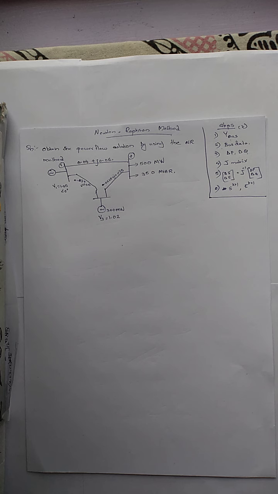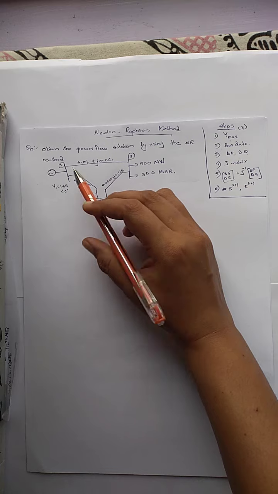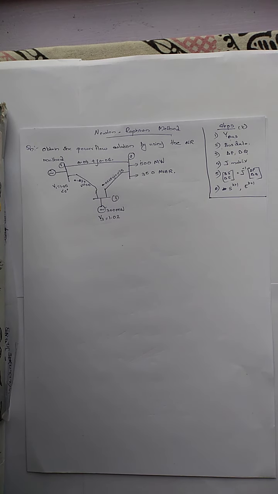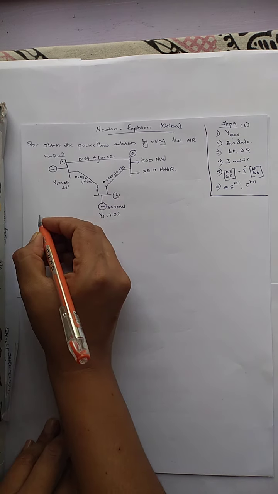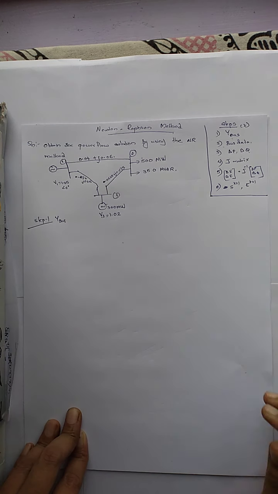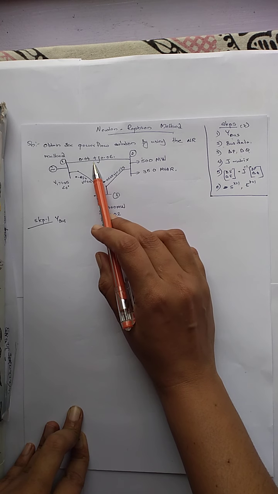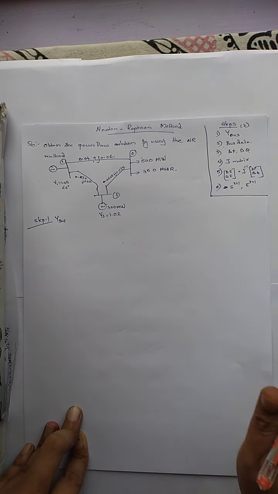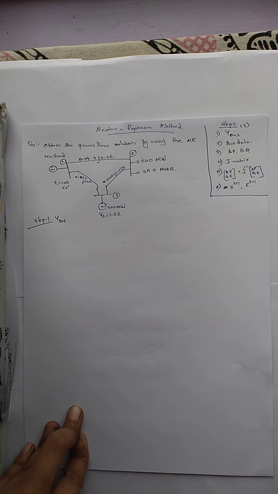So first, my question consists of a 3-bus system. So bus 1, bus 2, bus 3 are there, and all the line data is given. So first I have to form my Y-bus matrix. So step 1 is to form the Y-bus matrix or Y-bus table. While considering the values we can see that the impedance 0.04 plus j0.06 is given. So we have to form the bus table.